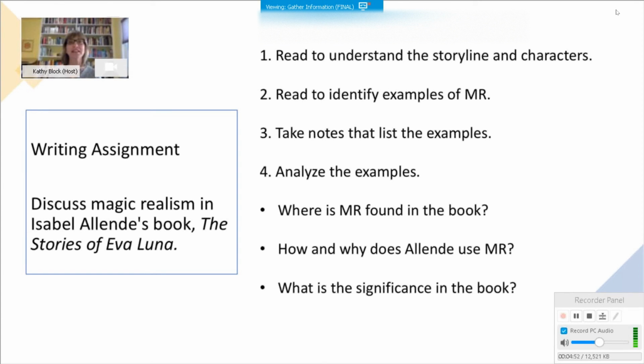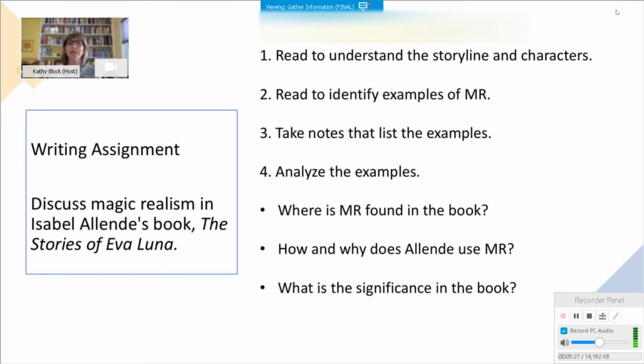If I were approaching this guideline, ideally I'd read this book twice. Once to get a sense of the storyline and the characters, and then a second time to pull out examples of magic realism. Because my source is a book, and it's about 300 pages, my second reading would look a lot more like skimming, where I'm reading quickly, looking for, and highlighting relevant examples based on the assignment questions.